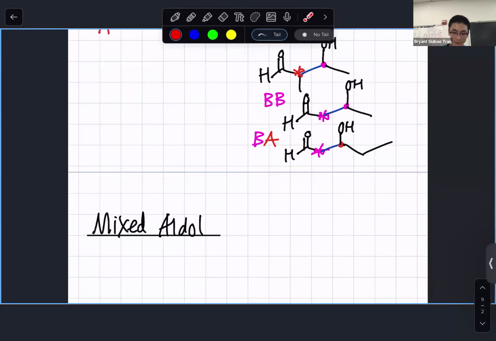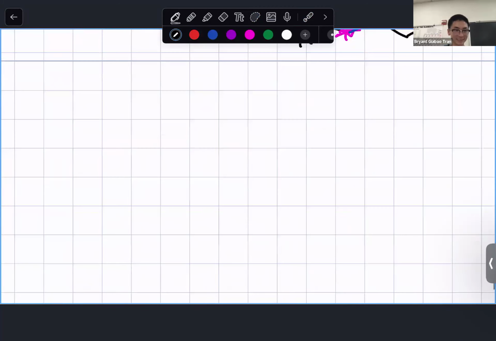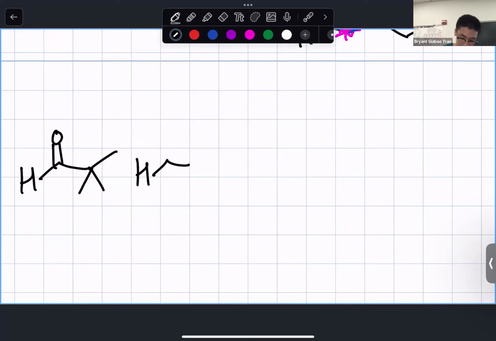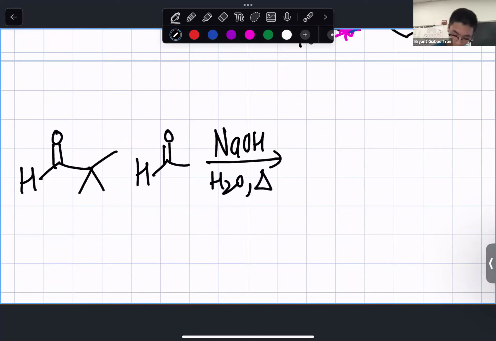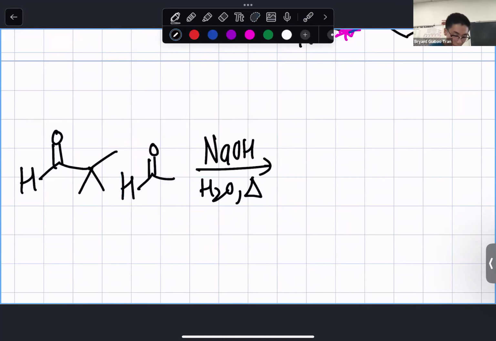So let me give you an example here and ask you how many products will be formed from this. Given these 2 aldehydes and basic conditions with heat, how many products will form here?